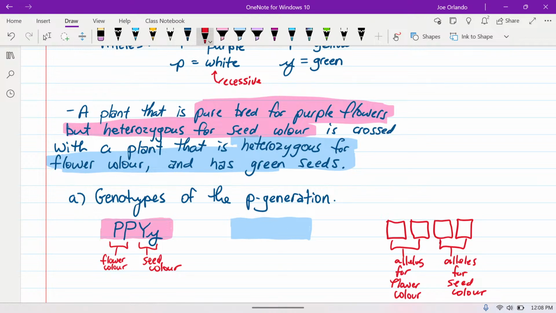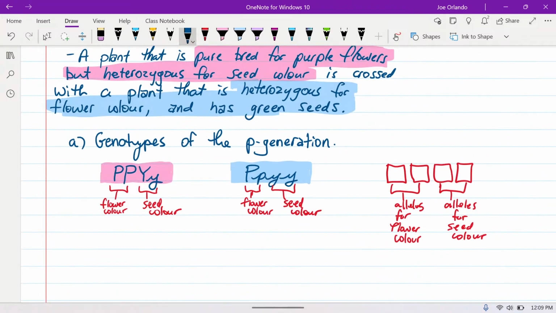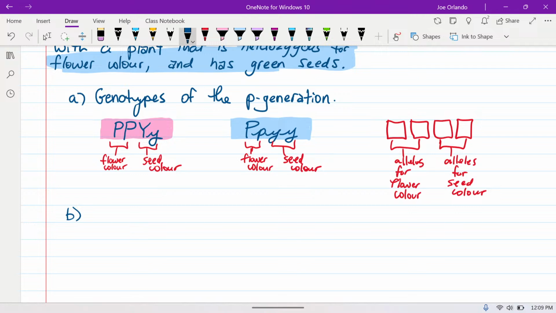Okay, so what would we write for this parent that is heterozygous for flower color and has green seeds? And then small y, right? Does that make sense? And again, these 2 are the 2 copies that tell us about flower color. And these 2 tell us about seed color. Cool. How's that feel? Not too bad? Feels all right. Okay, so now let's just jump right into the Punnett square.